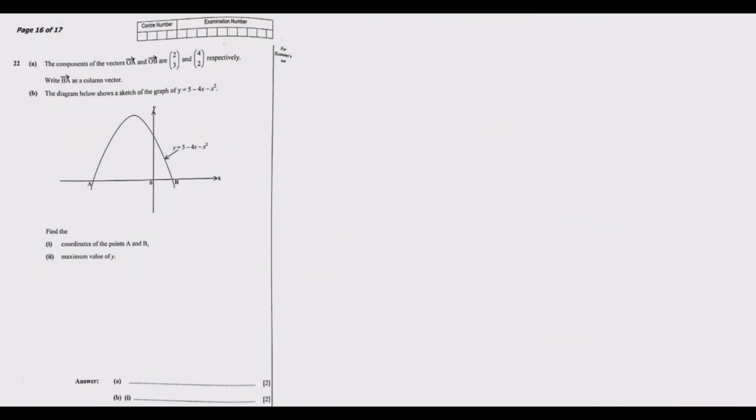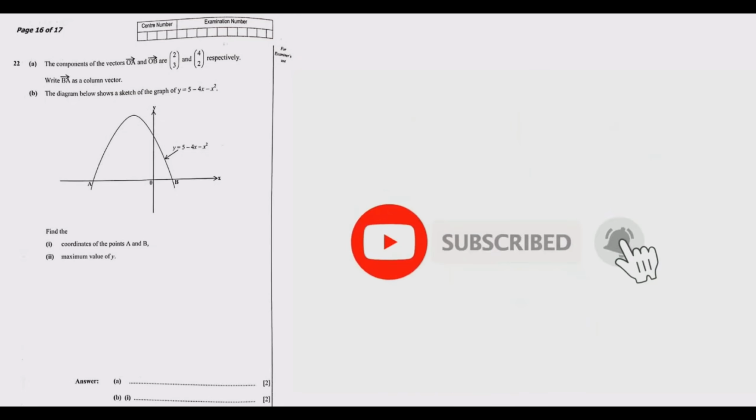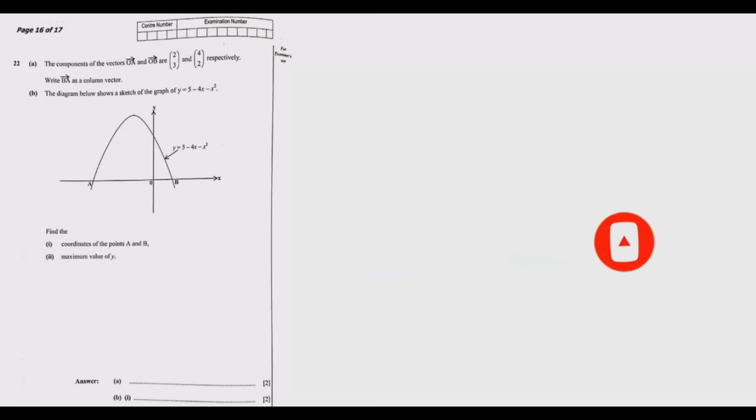Welcome to today's episode. We continue looking at the 2021 Grade 12 GCE Mathematics Paper 1. We've done question 1 through question 21. Today we are looking at question 22 and 23, which is our final episode in this paper.